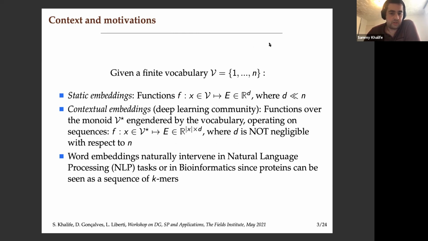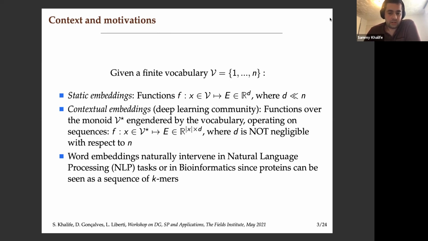We can suppose that we are given a finite vocabulary indexed by 1 until n, and we will call static embeddings functions which map points of this vocabulary into a subset of R^D, where D is usually much lower than n, and contextual embeddings, which appeared very recently within the deep learning community, which are rather functions over the set of sequences, or what we can call the monoid V star, engendered by the vocabulary. Here the dimension is not negligible with respect to n.